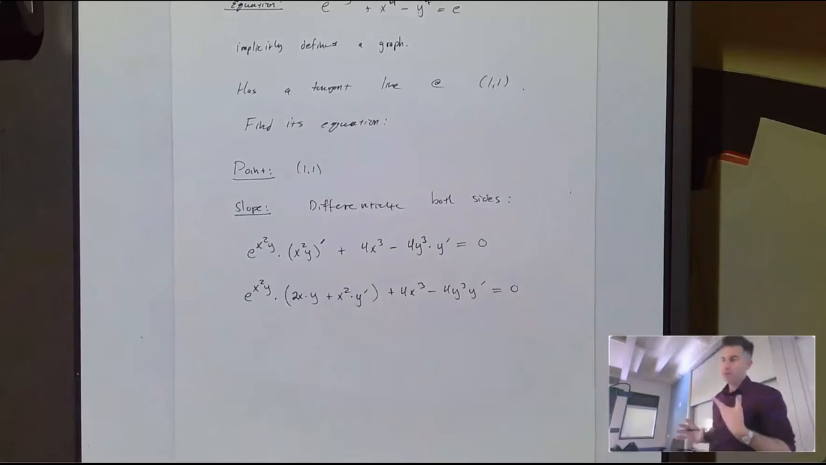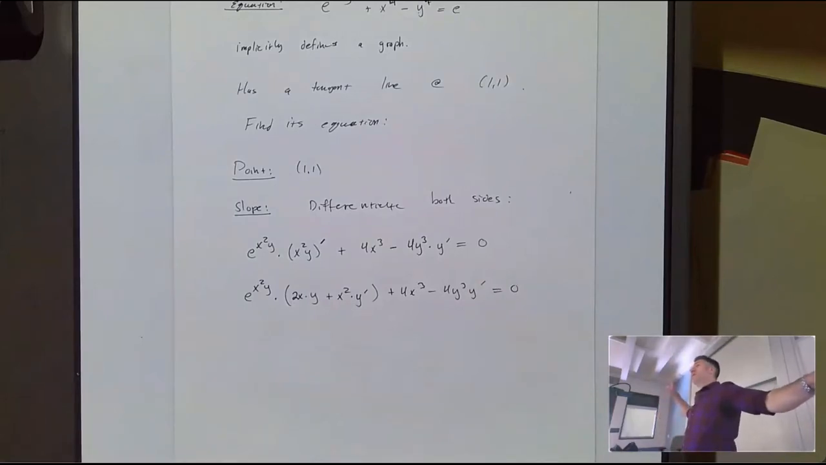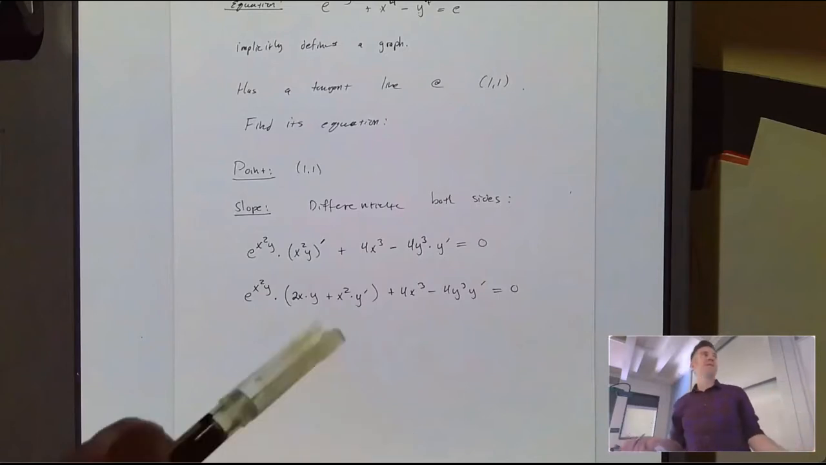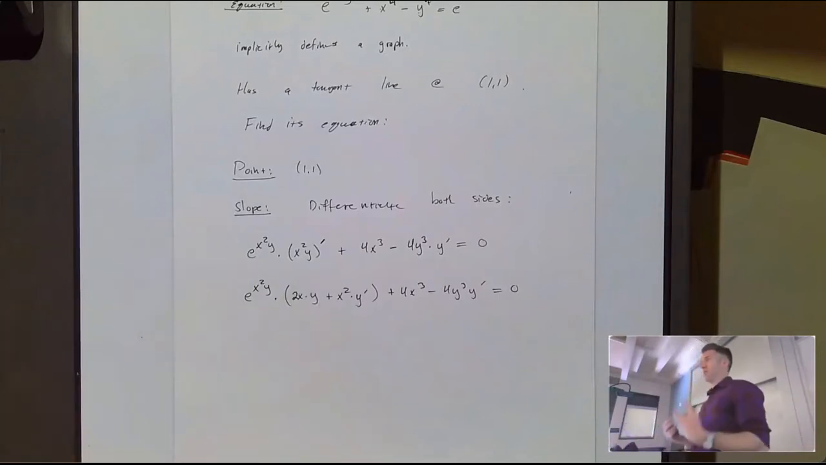All right, so there's two different directions to go here. If someone had said, what's the derivative of this thing, and didn't say find the equation of a tangent line, then we'd actually have to solve for y prime. But since they said find the equation of a tangent line at the point 1, 1, we only need to find the slope when x is 1 and when y is 1.